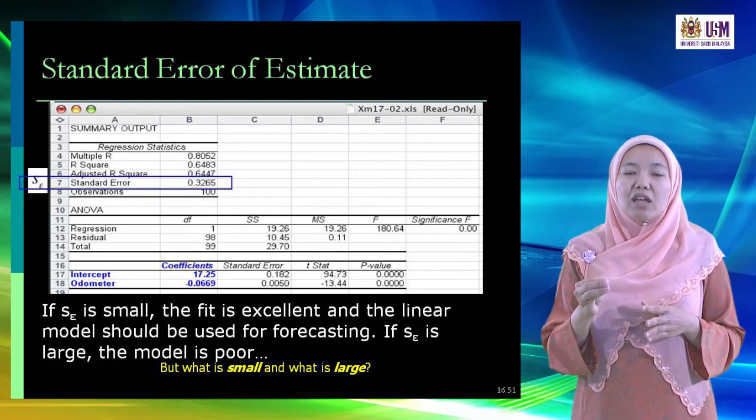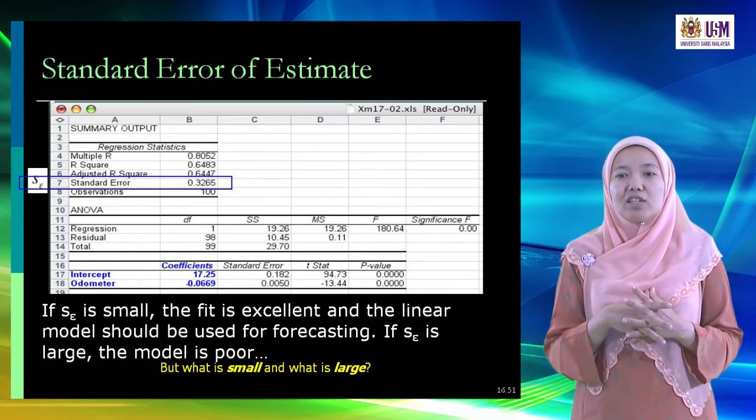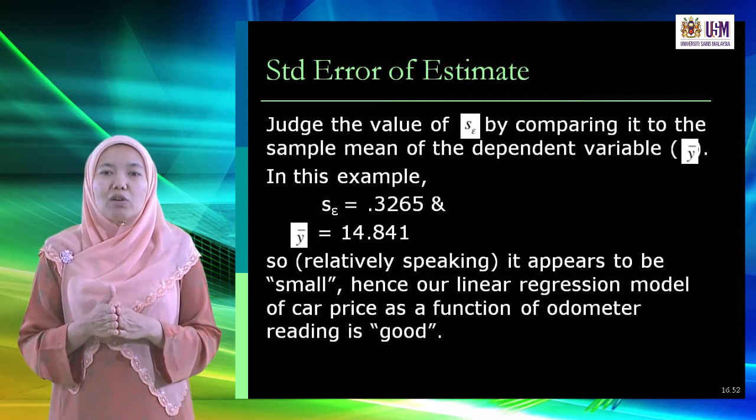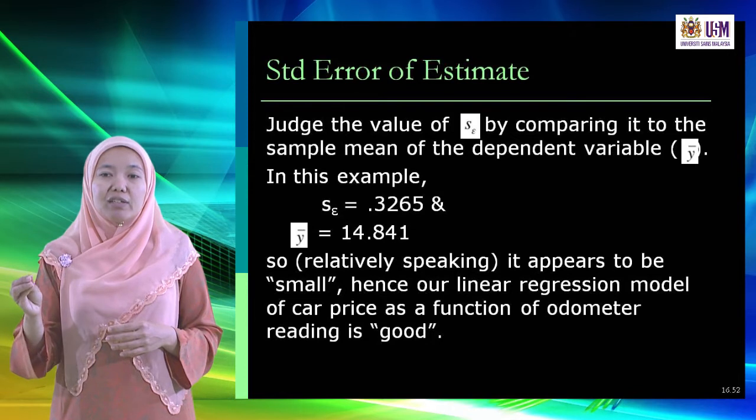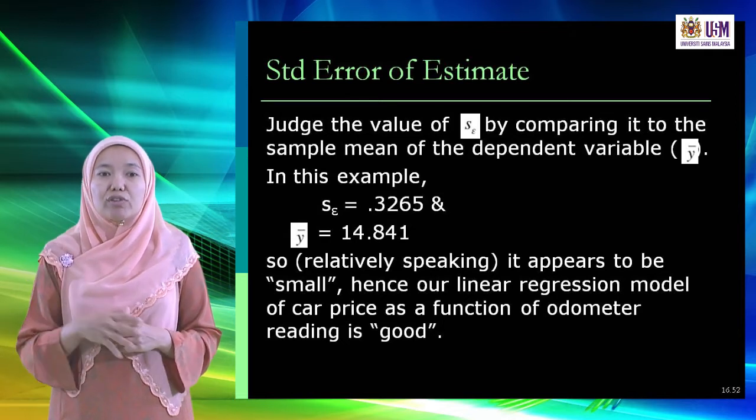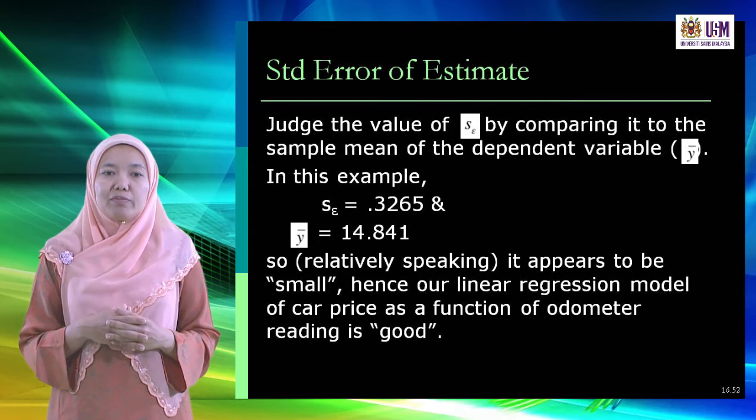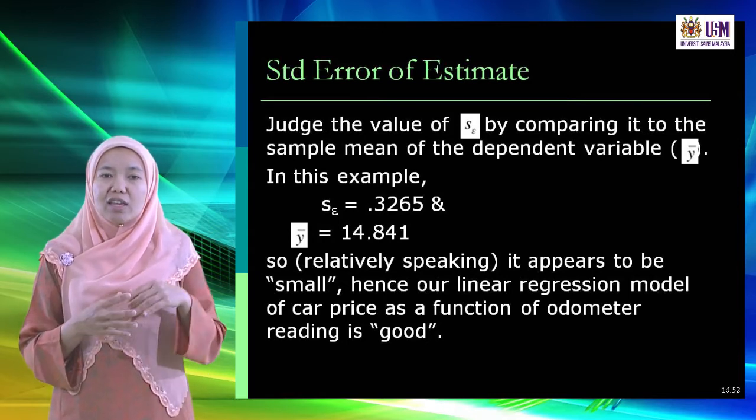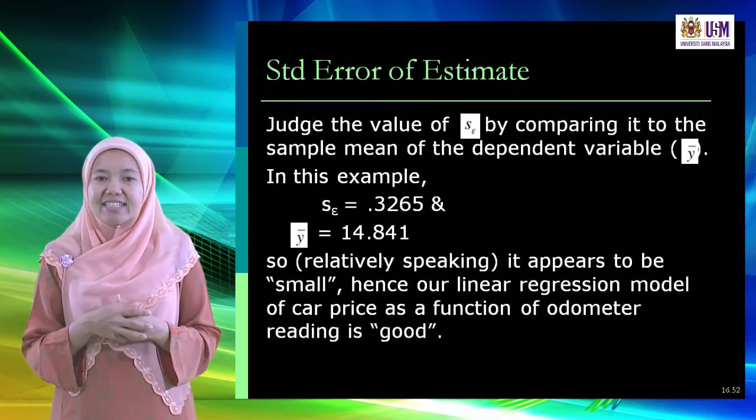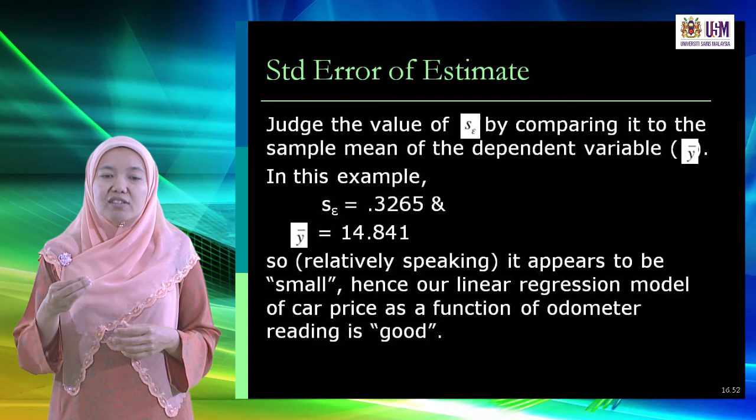In this case, you need to determine whether 0.3265 is small or large. How small is small? How large is large? We are still discussing the standard error of the estimate. To judge the value of S epsilon, we need to compare it to the sample mean of the dependent variable, y bar. In this example, the standard error of the estimate is 0.3265, while y bar is 14.841. Relatively speaking, S epsilon appears to be small, 0.3 is relatively smaller than y bar of 14.8. Hence, our linear regression model of second-hand used car price as a function of odometer reading is good.